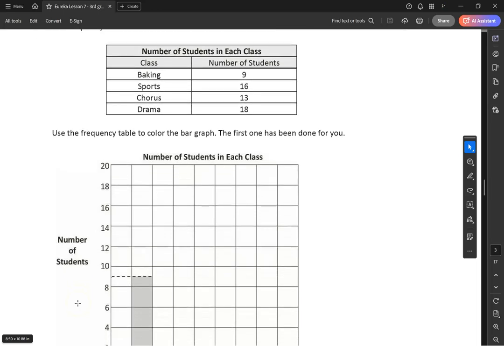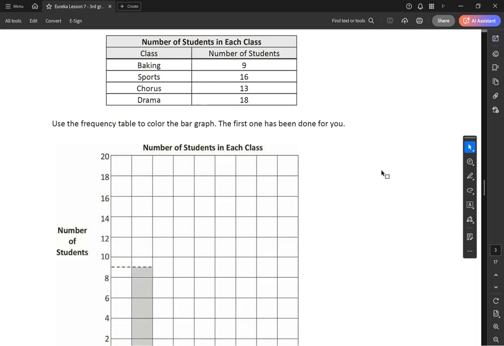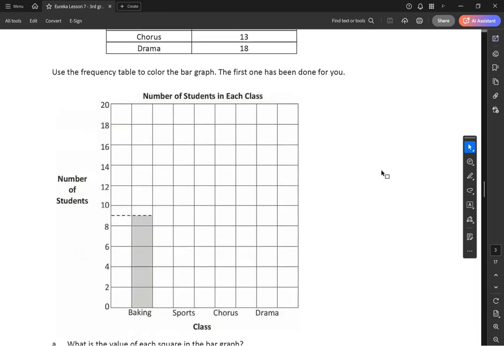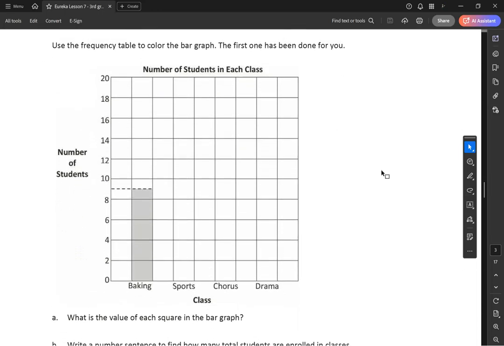Use the frequency table to color the bar graph. The first one has been done for you. We're not coloring, we're just filling in with our pencil, just scribbling in with our pencil. So the first one is done for us. The first one is baking.